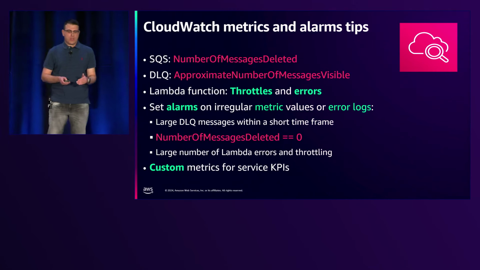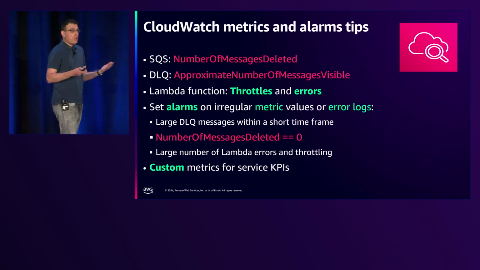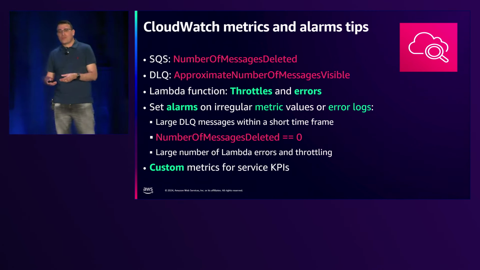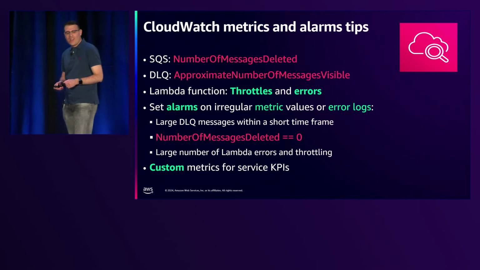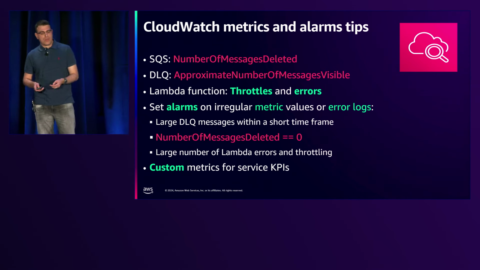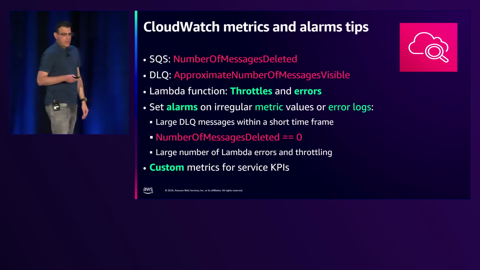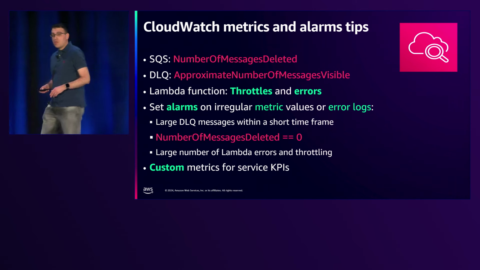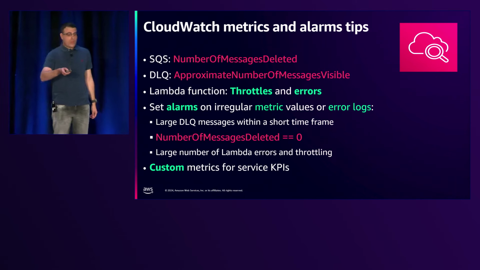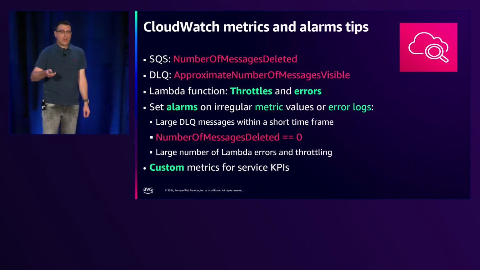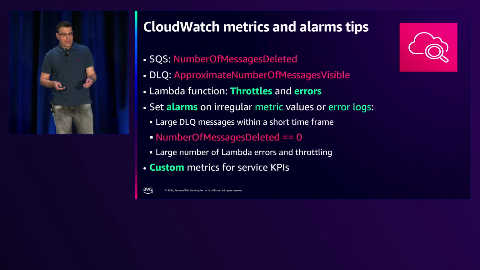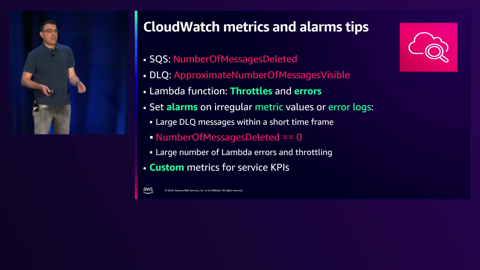Now, CloudWatch metrics and alarms basically tell us the performance of our service and can tell us if there's any looming problem before our customers tell us that we have a problem, which is not great. Some metrics that are relevant to our service: for SQS, the number of messages deleted. If this number is 0, then you know that messages are not getting deleted and we actually have failures going on. For the dead letter queue, approximate number of messages visible, you should set an alarm. If there's a large number in a short time frame, it means that we have had failures and messages actually moved to the dead letter queue.